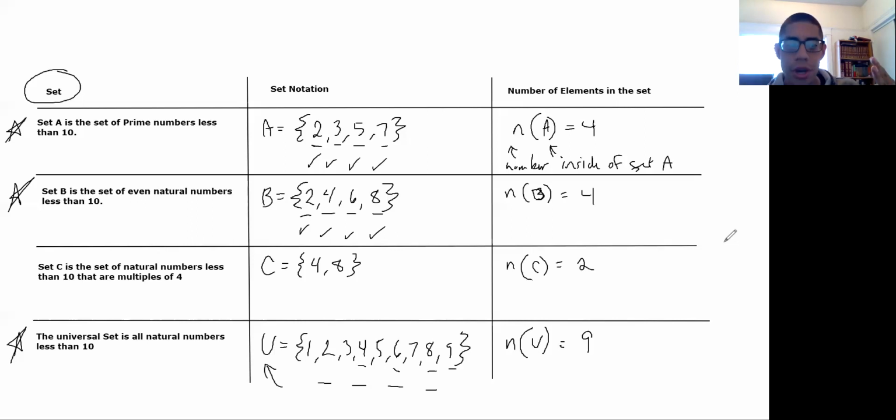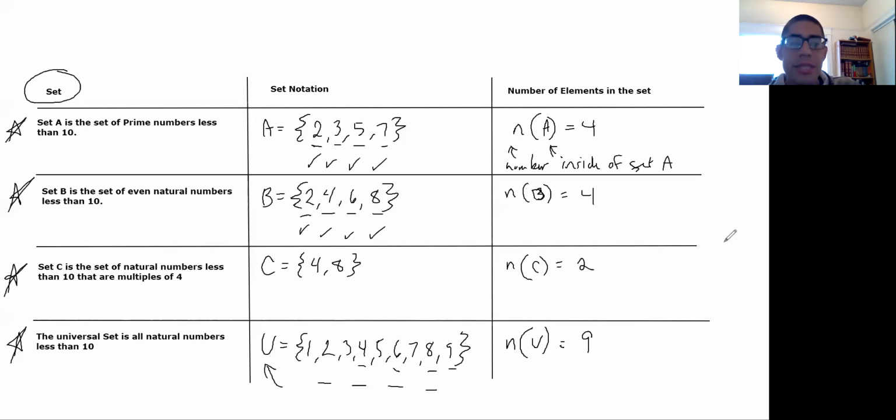Now, all these symbols you're going to use later, so that's why I'm explaining each symbol individually, right? Last one, set C is the set of natural numbers less than 10 that are multiples of 4. Remember, okay, so this is a little bit more complicated. In this set, the only numbers that are allowed in this group are the numbers in set U that are natural numbers. Well, all the numbers in set U are natural numbers.